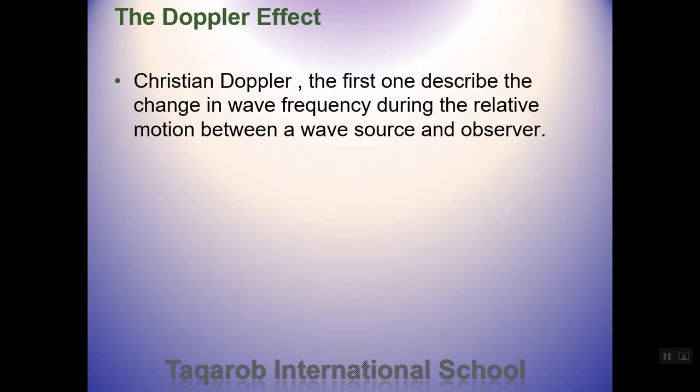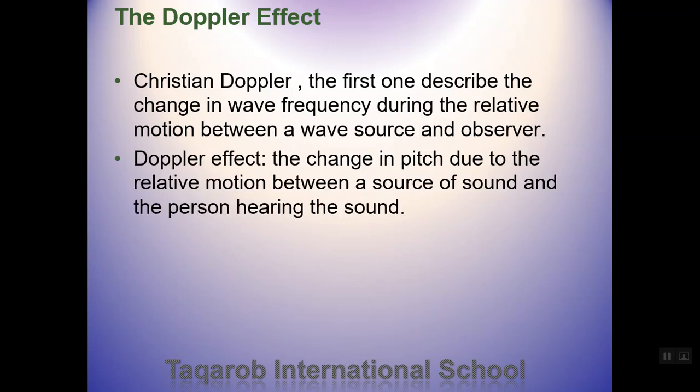Christian Doppler is an Austrian physicist. He was the first one to describe the change in wave frequency during the relative motion between a wave source and observer. So we can define the Doppler effect for a sound wave as the change in the pitch due to the relative motion between a source of sound and a person hearing the sound.